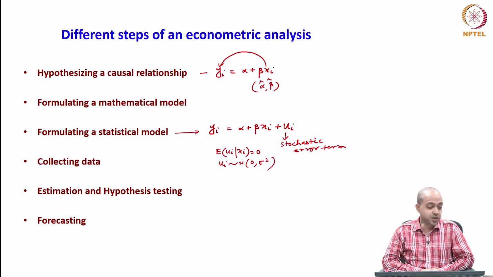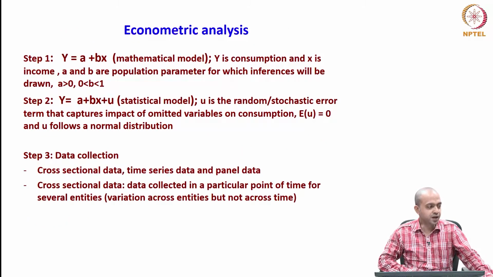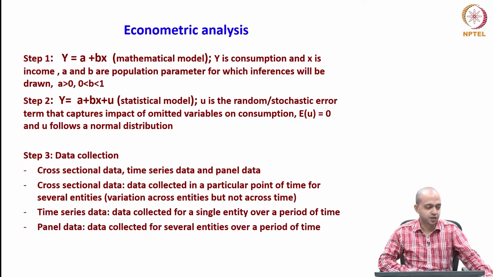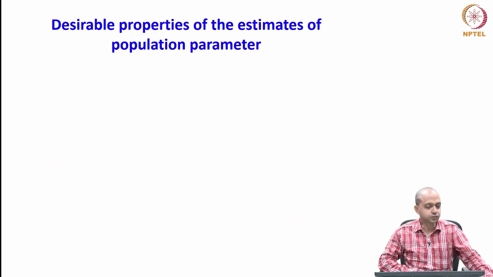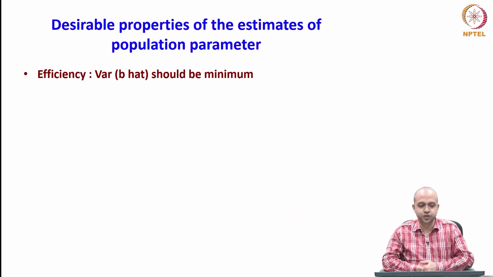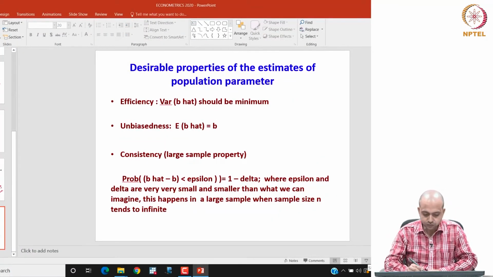And what are those desirable properties of your alpha hat and beta hat? There are basically 3 properties that your alpha hat and beta hat must exhibit. What are those? First one is called the efficiency property, okay? Efficiency is defined as the variance of your beta hat should be minimum. Now, I will explain this.